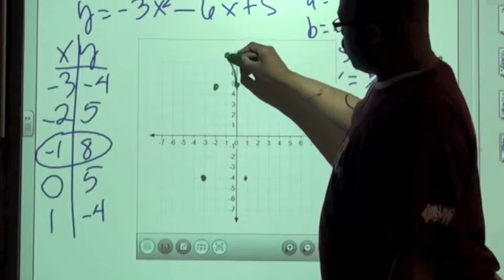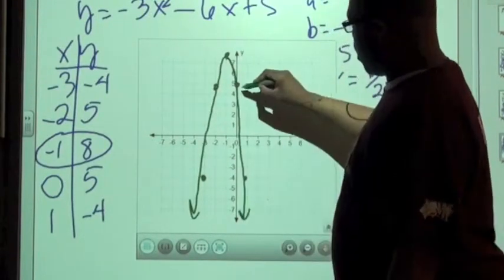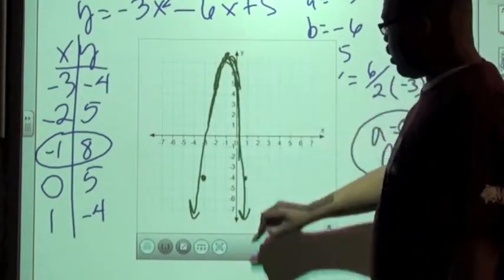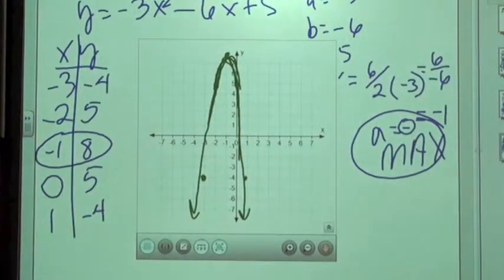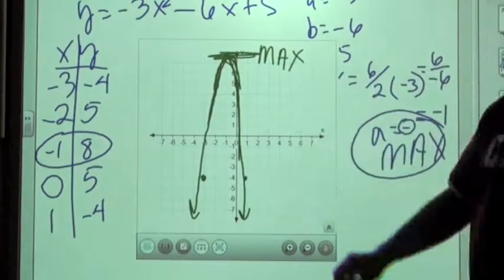So here's our parabola. Draw a smooth curve, as smooth as possible. Sorry, mine isn't so smooth. Make it as smooth as possible for you. And so you can see that its highest point, that's its maximum.